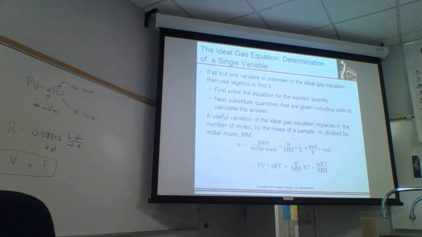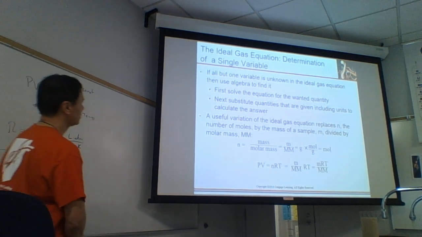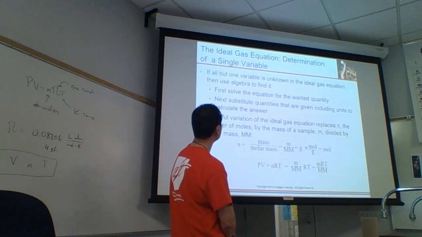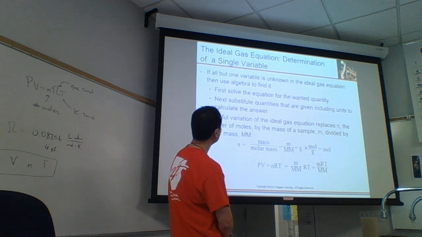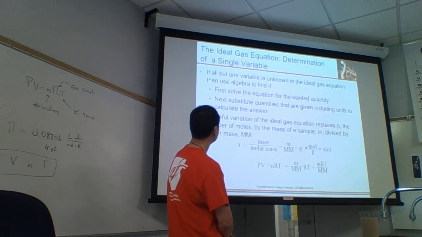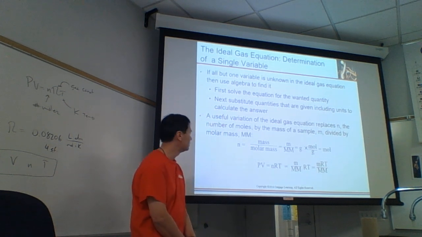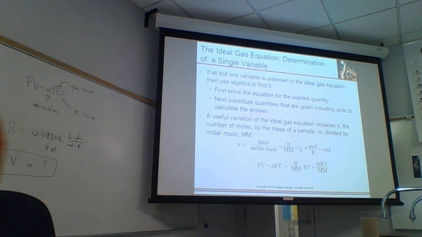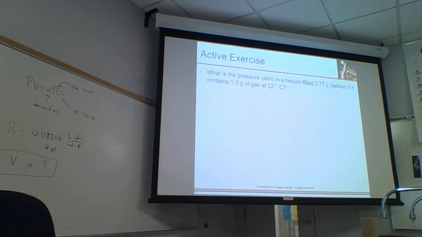This is called determination of a single variable. If we want to solve for one of these, which is a single variable, then we need the other three. If all but one variable is known in the ideal gas equation, then you use algebra to find it. Let's see if we have an example of that. All right, this is an example of a single variable.